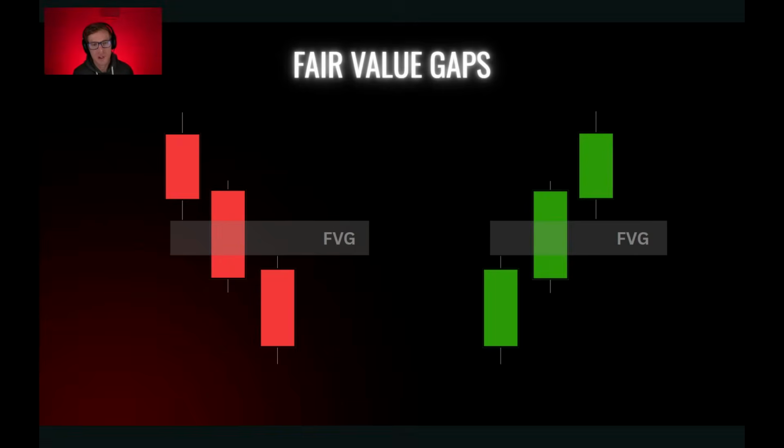Then we've also got fair value gaps, which we can use as key entry levels. When we get displacement to the downside, price will often leave gaps in these candles. And these gaps, whether bearish or bullish, are fair value gaps, and these are excellent places to look for entries or exits.